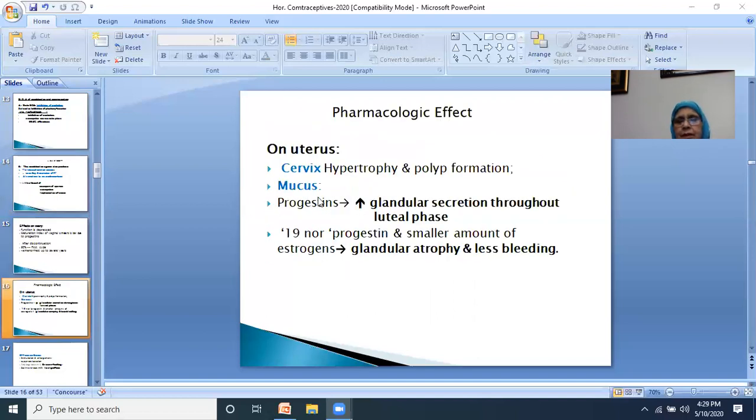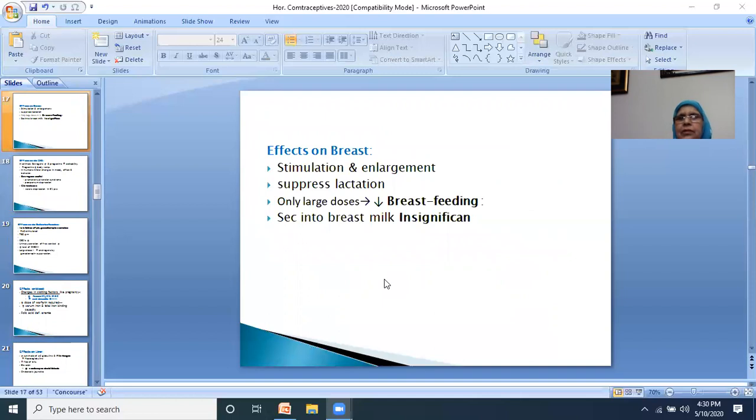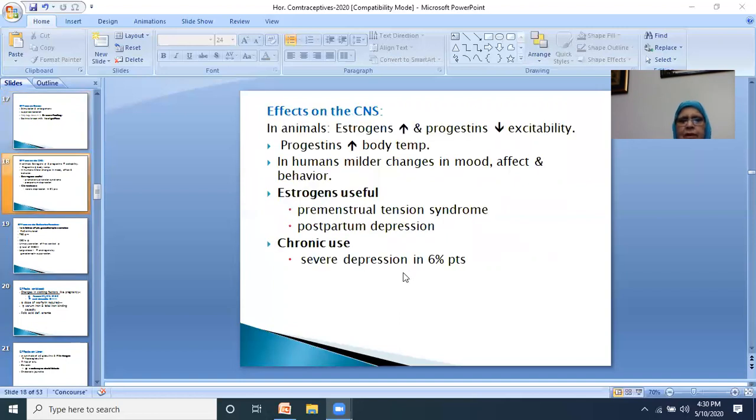On the uterus, there is cervical hypertrophy and polyp formation. Mucus is thickened. Progestins increase glandular secretion throughout the luteal phase, but 19-norprogestin and a smaller amount of estrogen in combination pills produce glandular atrophy and less bleeding. Then effects on the breast. On long-term use, there is stimulation and enlargement of the breast and suppression of lactation, but breastfeeding is not affected in small doses, only large doses can affect it, and the secretion into the milk is also insignificant. So mothers can breastfeed their babies with these contraceptives.